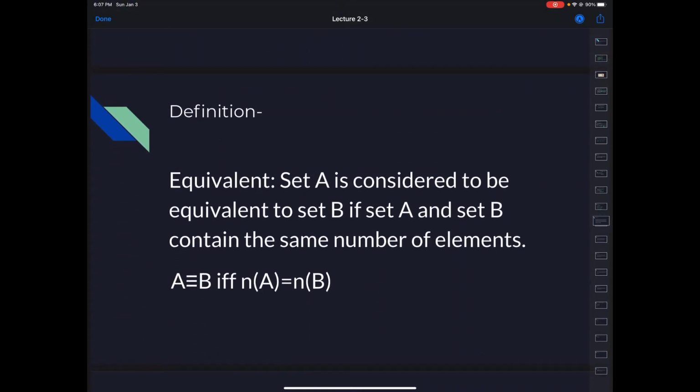So because of that, we have a few definitions which differ a little bit in surprising ways. Our first one is equivalent in set theory. The word equivalent in mathematics means set A is considered to be equivalent to set B if set A and set B contain the same number of elements. Or, written in our notation, A ≡ B. Three lines means equivalent. A is equivalent to B if and only if the cardinality of A is equal to the cardinality of B. So two sets are equivalent if and only if they have the same number of elements.